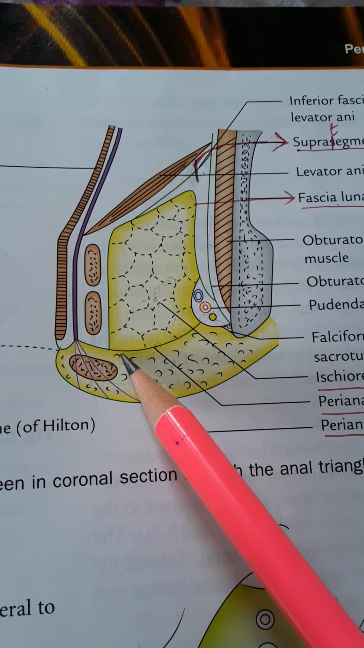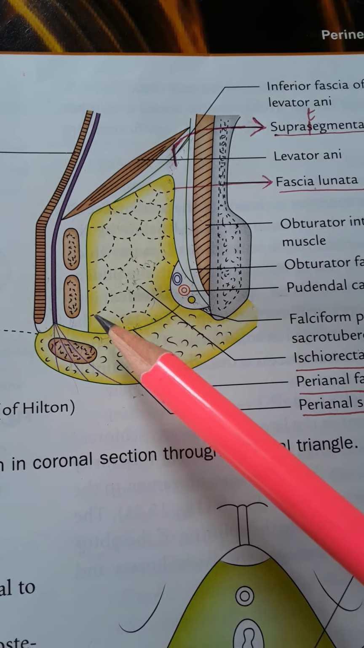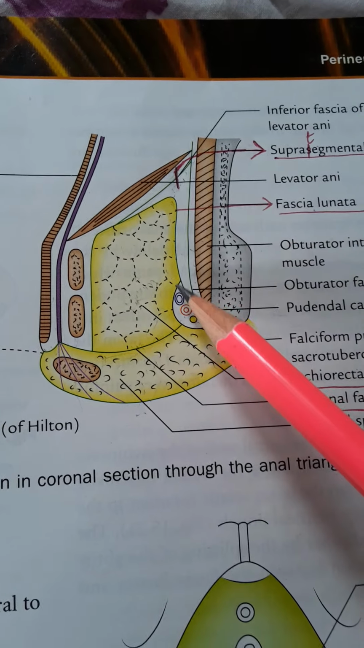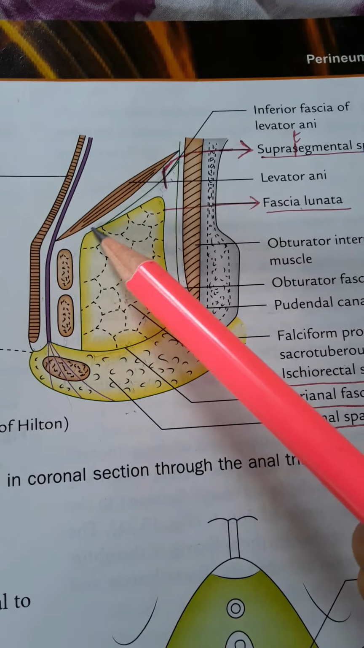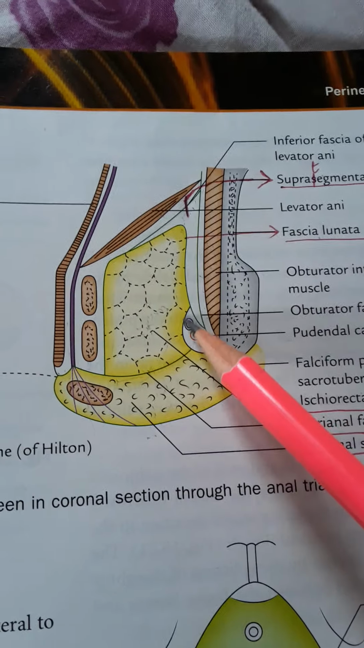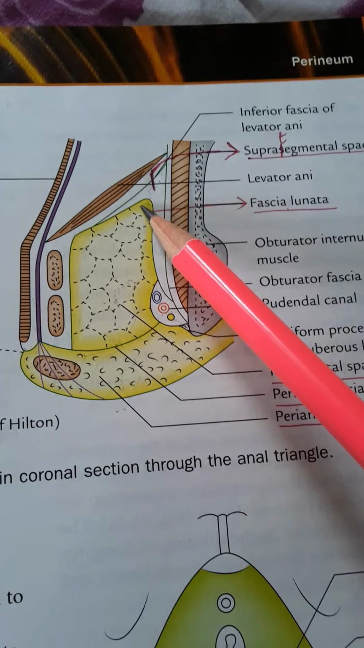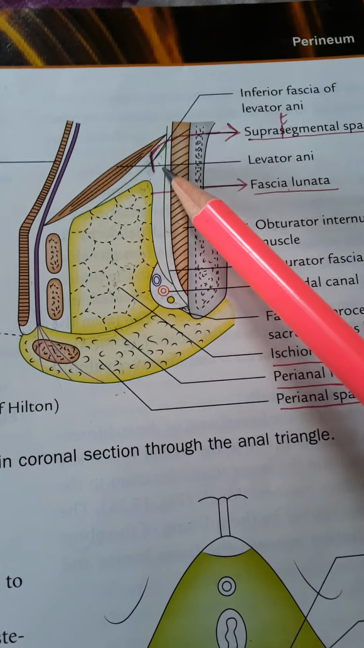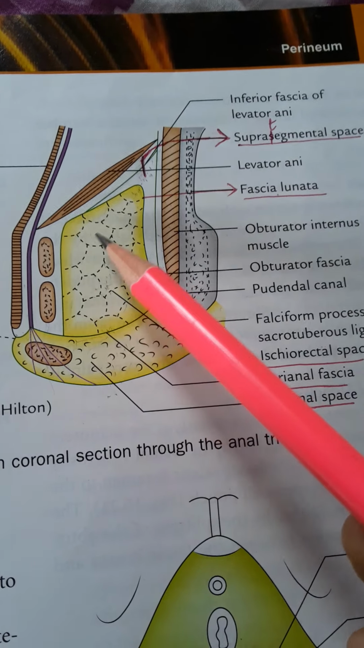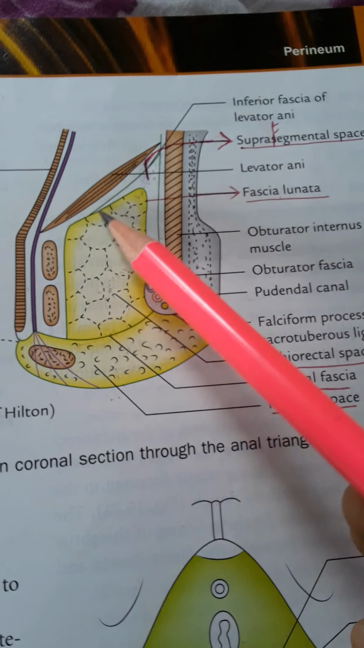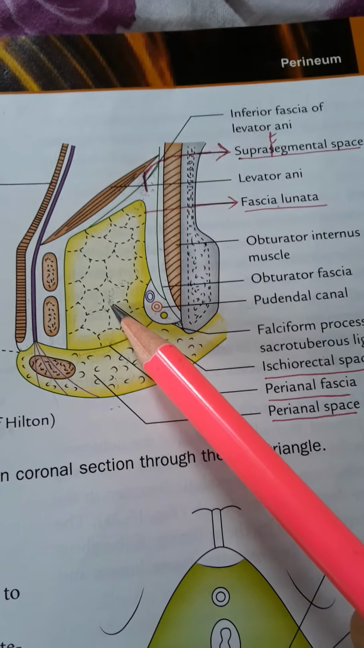So we can divide the ischiorectal fossa into three subdivisions by a lunate fascia also. This is the lunate fascia. The ischiorectal fat is covered by a layer of fascia called the lunate fascia. The apex of the lunate fascia is called the tegmentum. The part of the ischiorectal fossa above the tegmentum is called the suprategmental space.